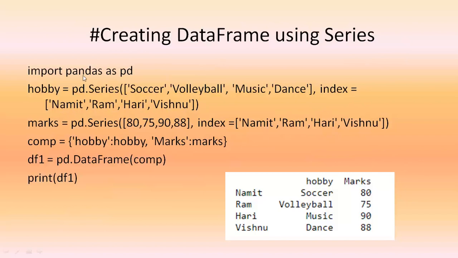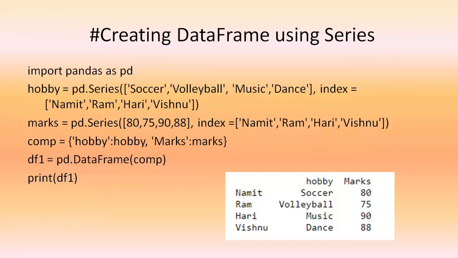So you can see that there is one list for your series and its index is Namit, Ram, Hari and Vishnu. If you omit this index, it will automatically show 0, 1, 2, 3, 4, just like that. So here you can create a data frame using series. In this, you will first create a series and then you will create a data frame.